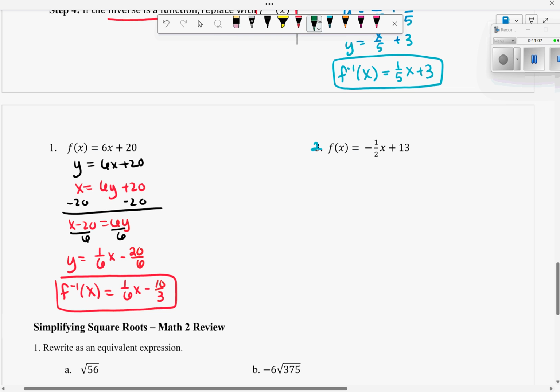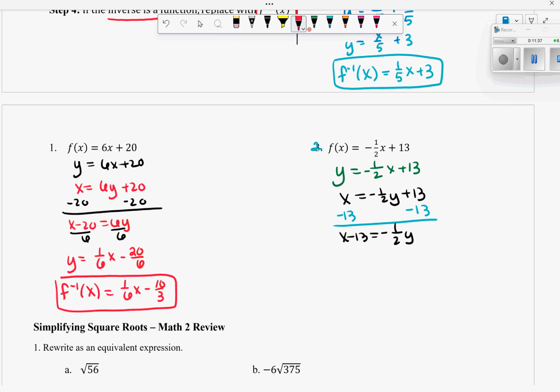Same thing, do this problem, pause the video, and then unpause to check your work. So we have y is equal to -1/2 x plus 13. So then this becomes x equals -1/2 y plus 13. Subtract 13. We have x minus 13 equals -1/2 y. And so now this one's slightly different because we have -1/2 y. So we can multiply both sides by -2/1. Just flip that fraction if you want to think about it that way. Really just multiplying by -2, but if it helps you to write -2/1, that's fine.